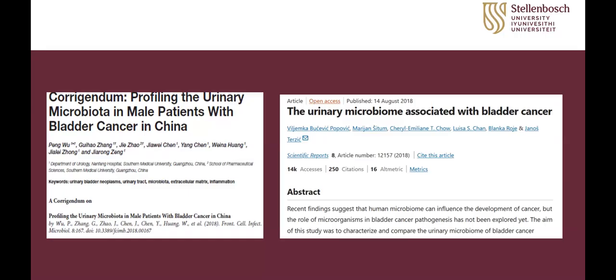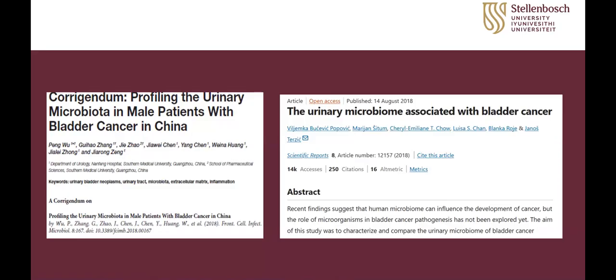On the right, they also compared the urinary microbiome of patients, and all of them looked at males with urothelial cell CA of the bladder. In the study on the right, they compared 12 patients with bladder urothelial cell CA with 11 controls. They again found that the overall microbial diversity and microbiome composition was not significantly different between the two groups.